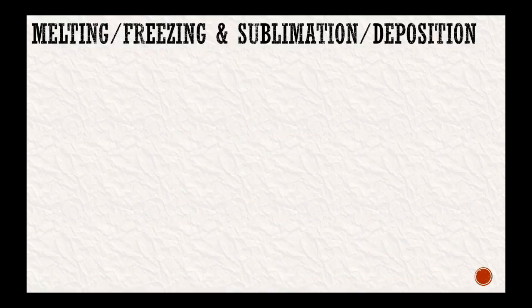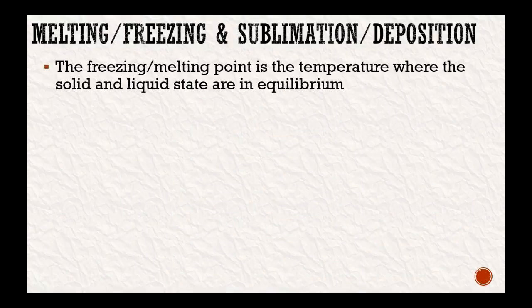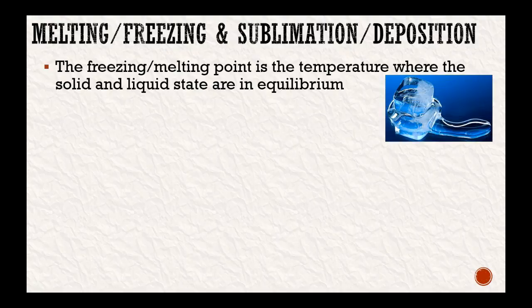Finally, melting and freezing and sublimation or deposition. The freezing or melting point is the temperature where the solid and liquid state are actually in equilibrium. They're actually going to be shifting between those two states quite readily. So here's our equation. Solid plus energy equals liquid. And of course, this means that it's going back and forth.